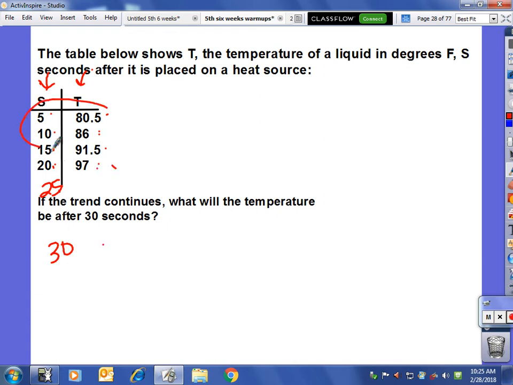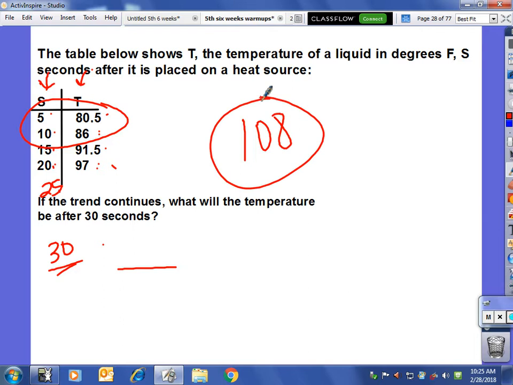You also could go to stat edit and put in 2 points. It's definitely linear because it's going up by the same amount each time. And then you could look across from 30 and see what the answer is. And what is it? It is 108. If you added 5.5 and then 5.5 again, which is just like adding 11, 97 plus 11 is 108.